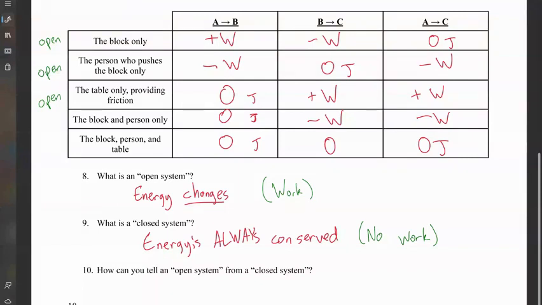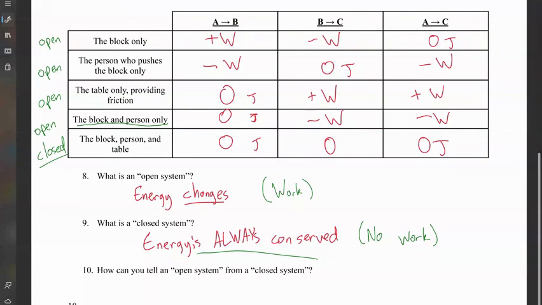The block and the person only: for this first part, whatever the person lost, the block gained. So that looks like a closed system so far, now that we're considering multiple objects. However, in the second part, the block gave that energy to the table, and the table is external to the system that I'm asking you to look at here. So there is a loss of energy. That is an open system. The block, the person, and the table: now we have a closed system. The person gave its energy to the block, but then the block gave its energy to the table. So we have to consider all three of those for energy to always be conserved.